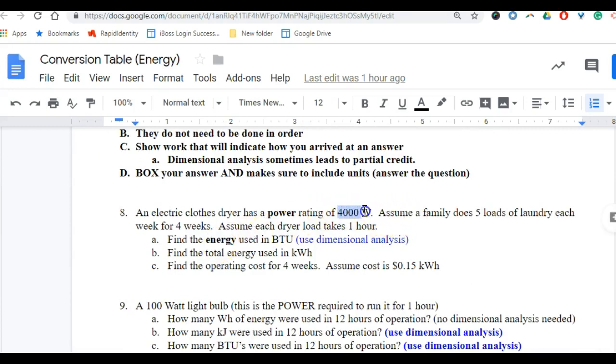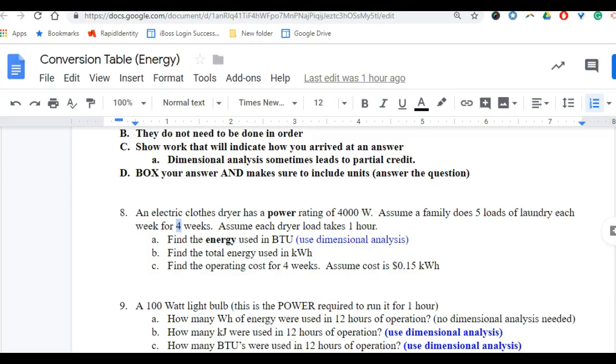So we have the power at 4,000 watts, but now we need to include time. 4,000 watts means how many watts of energy it uses per hour. Now we need to figure out how many hours it's running. We could do some dimensional analysis with this, but this is pretty straightforward. 5 loads of laundry times 4 weeks. So how many loads of laundry? 20. Well, how long does each load take? 1 hour, so that's 20 hours.